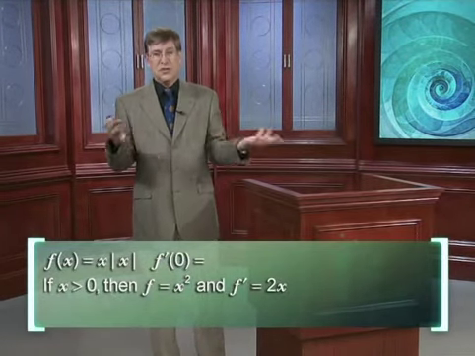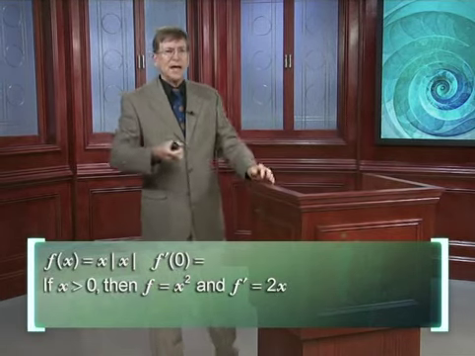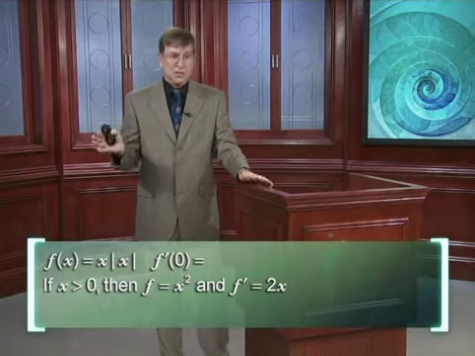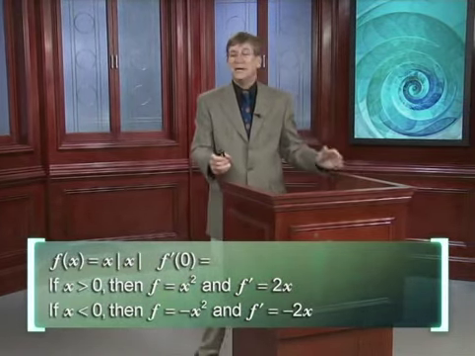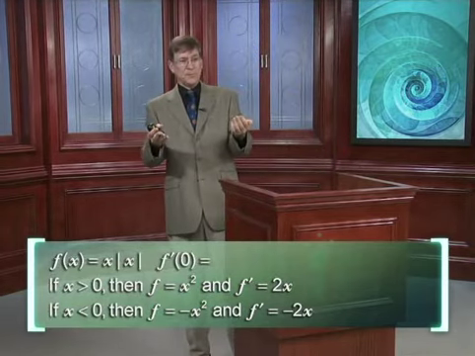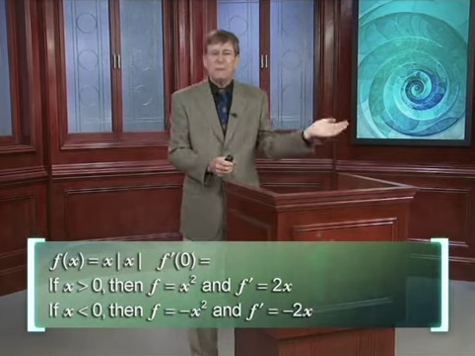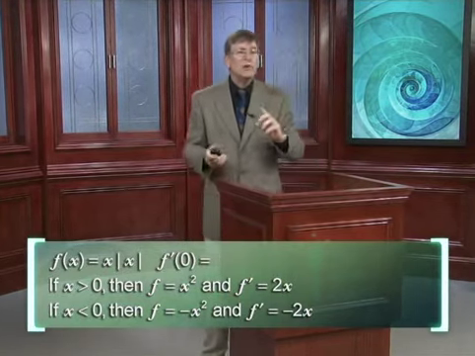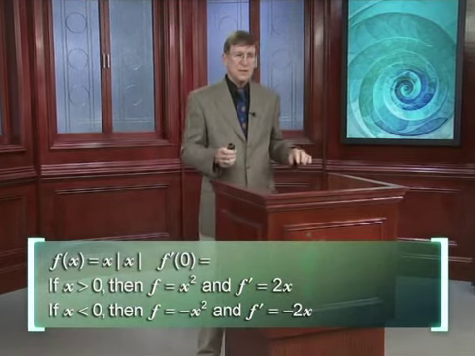This function is then just x squared, because the absolute value of x would be x, and the function is x squared, and the derivative would be 2x. That's easy. And if x is negative, it's also very easy. The function would then be minus x squared, and the derivative would be minus 2x. So I know the derivative everywhere except at 0, and I still don't know if it even has a derivative there. Well, let's do the computations.